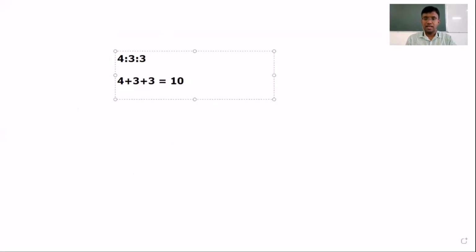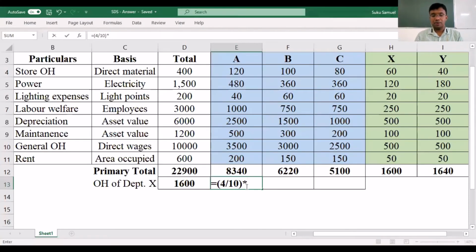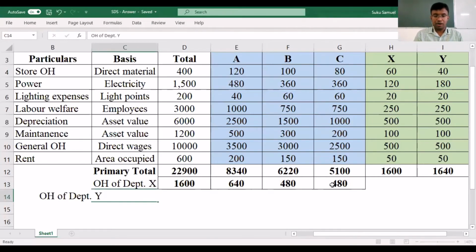Now in this, A's share is how much? A's share is 4. So here it will be 4 divided by 10 into 1,600, so this will be 640. And for B, 3 divided by 10 into 1,600 is 480, and for C also it will be 480. So this is how we go about the redistribution for department X. Similarly, we have to do it for department Y.